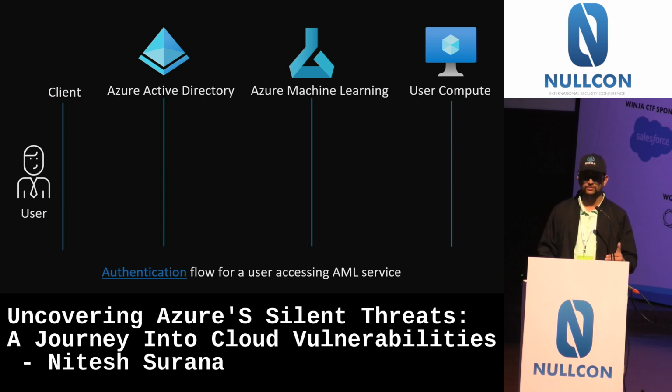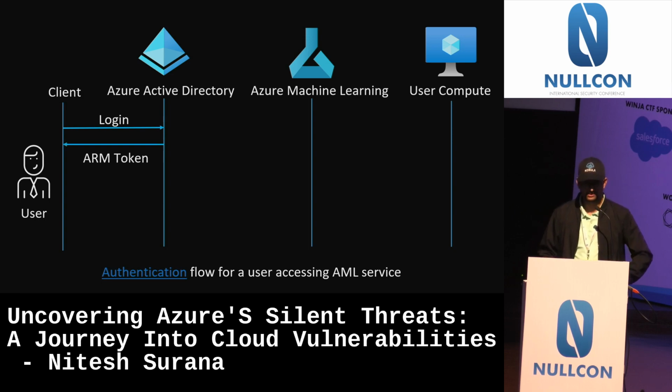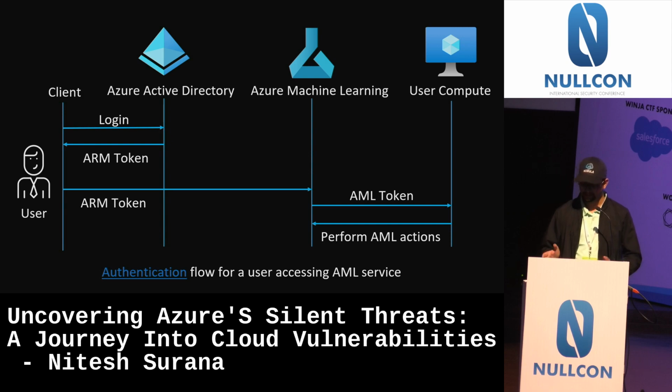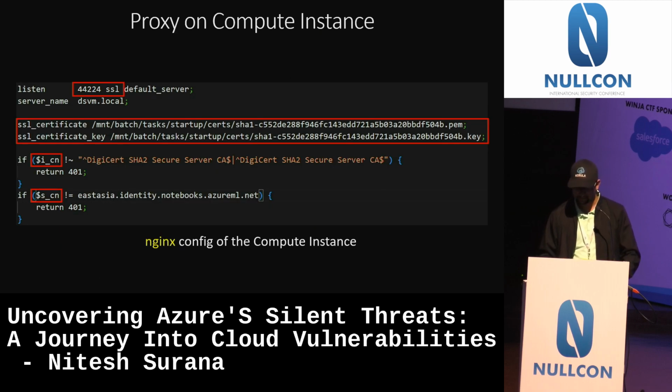The authentication flow for a client accessing AML looks something like this. The client logs into Azure AD, or is it too early to say Entra ID? I'm not sure. They log into Azure AD and are presented with the ARM token, the Azure Resource Manager token. Using this token, the client can talk to the Azure Machine Learning Service. Now the Azure Machine Learning Service creates another AML token, scoped to the workspace itself, and you can perform your AML actions using this token. So this is how it looks.